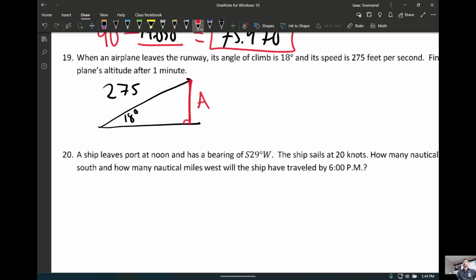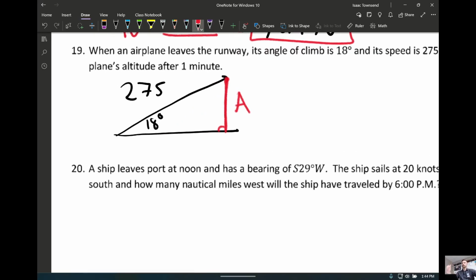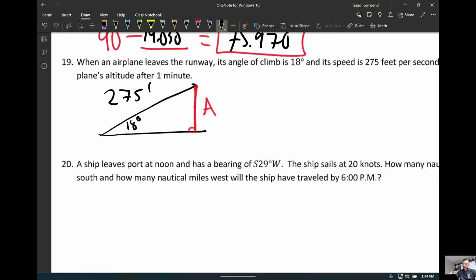So actually there's two things I'm concerned about here. One is this 275 is in feet per second, whereas this is in minutes. You don't want the units to mismatch. If this is in seconds and this is in minutes, that's going to cause you problems. So I'm going to change this one to 60 seconds.